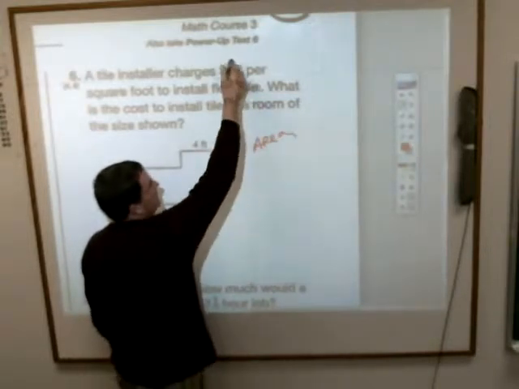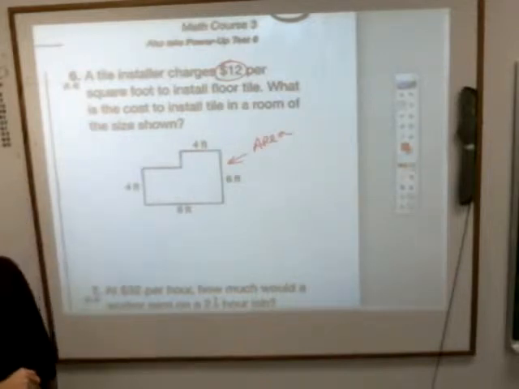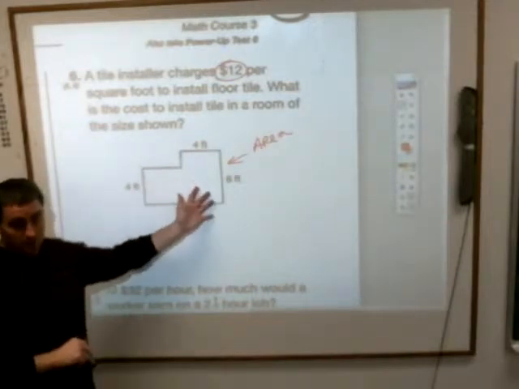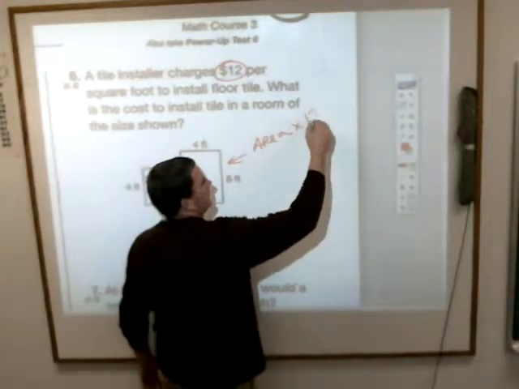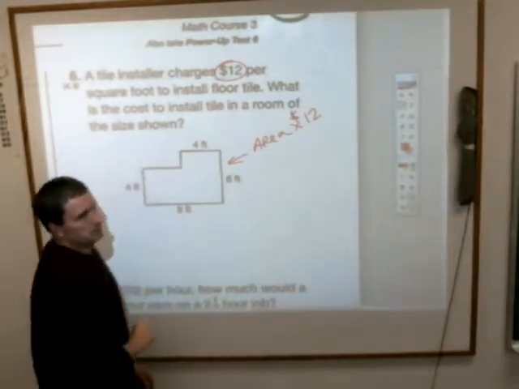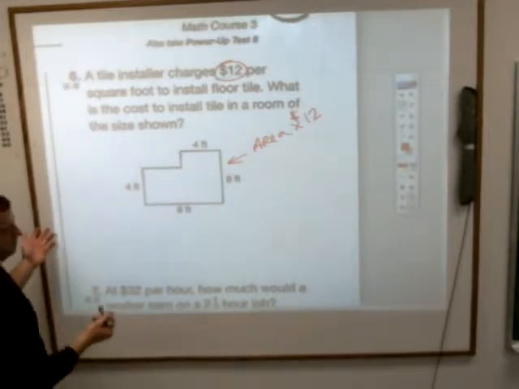And whatever the area is, you have to pay $12 per square foot. You need to find the area because that's square feet, and then for every square foot, you multiply by $12. That's what they're telling you. And that's kind of how carpet works, or floor tiles, or whatever it is. You pay so much per piece.